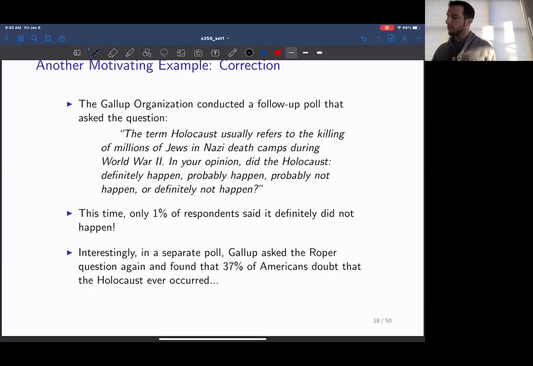Okay, so in a separate poll, Gallup asked the Roper question again and found that 37% of Americans doubt the Holocaust ever occurred. So Gallup clarified the question, and the proportion of Americans that thought the Holocaust did not happen dropped to 1% compared to 22% in the previous question. Then they asked that previous question again, and the proportion of people who thought it did not happen went back up to 37%, clearly pointing to an error with the question.